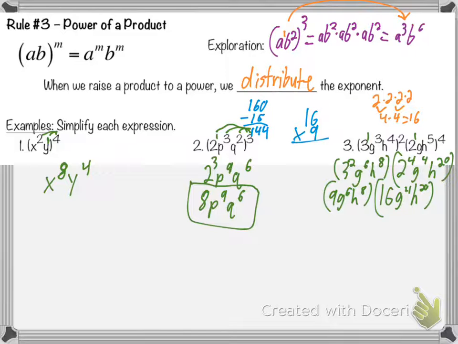But 9 times 16: 9 times 6 is 54. Yep, 54. 9 times 1 is 9, plus 5 is 14. So it ends up being 144.